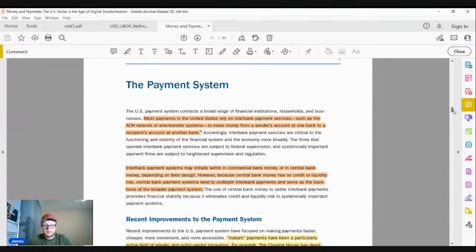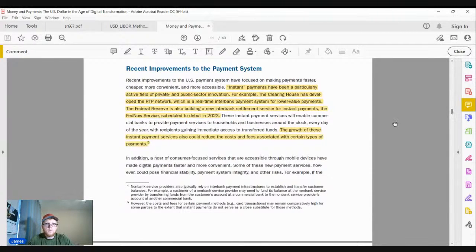Okay, so with instant payments, they've been a particularly active field of private and public sector innovation. For example, The Clearing House has developed the RTP network, which is a real-time interbank payment system for lower value payments. The Federal Reserve is now building a new interbank settlement service for instant payments, the FedNow service, scheduled to debut in 2023. And the growth of these instant payment services could also reduce the cost and fees associated with certain types of payments, right?